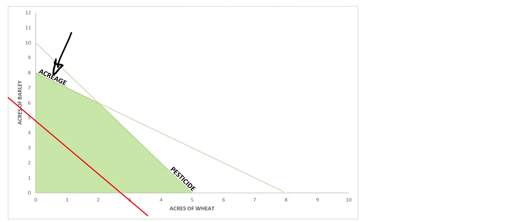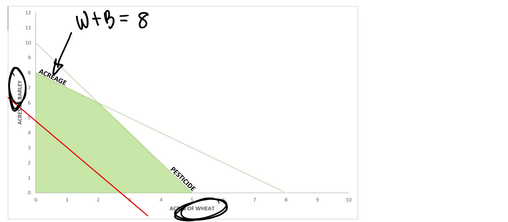Beginning with the slope of our acreage constraint, if we remember back to our previous work, our acreage constraint was originally written W plus B has to be less than or equal to 8. And we remember as we are writing these and working things around, we disregard the inequality and we just set that equal to 8. One thing that is absolutely key to pay attention to is how we listed our axes, paying attention to the fact that we put barley on the y-axis and wheat on the x-axis.